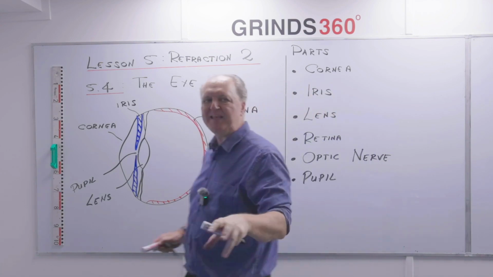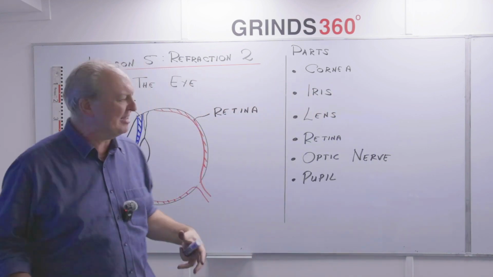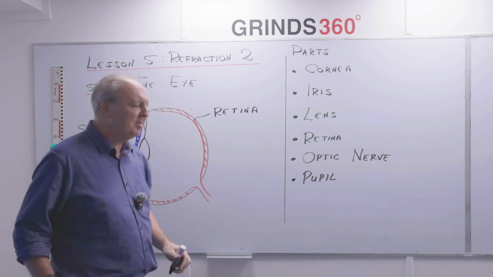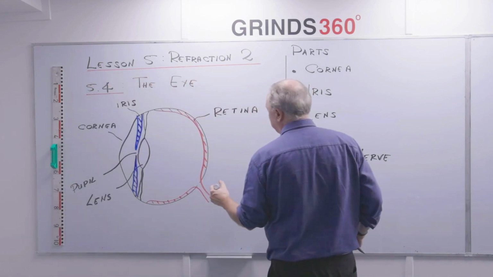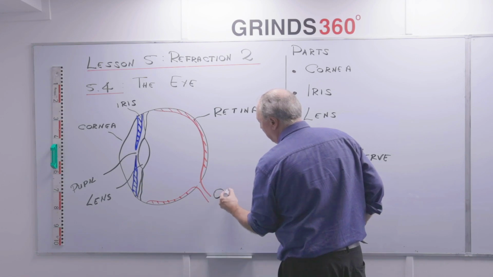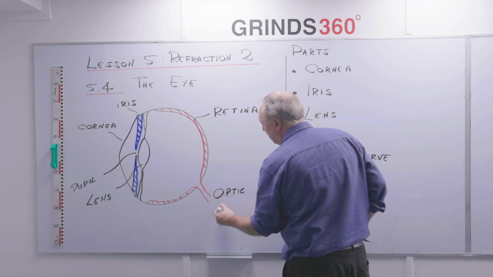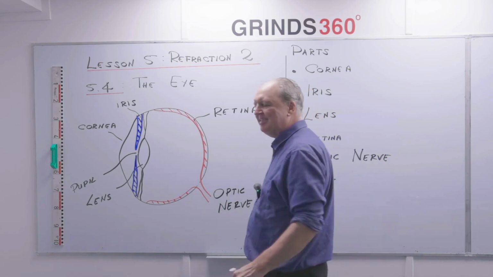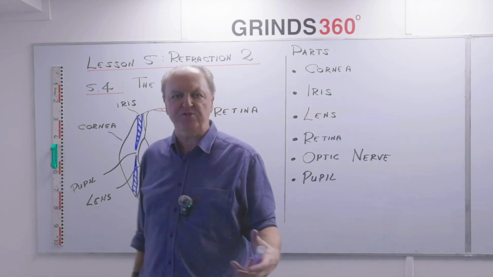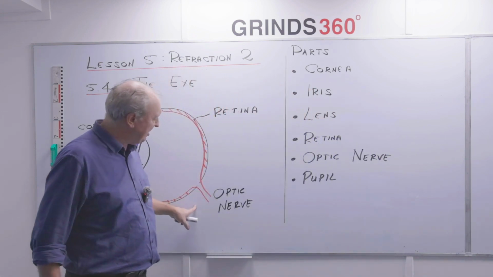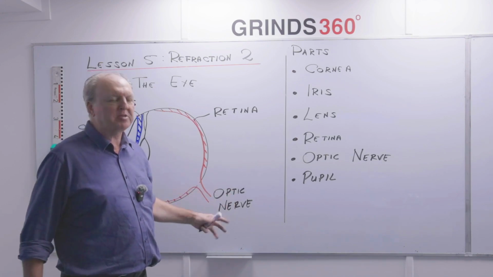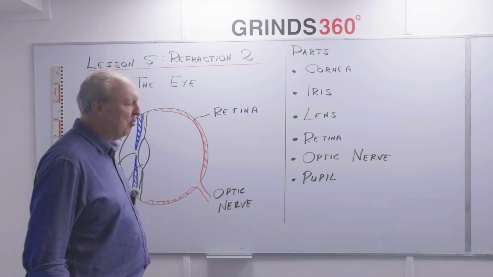And all those little light messages that get picked up will travel along the retina and eventually out to your optic nerve, which carries those messages to the brain. So any damage to your optic nerve is very dangerous, because if that gets cut in any way, then you won't be able to process the messages in your brain. You won't be able to see.